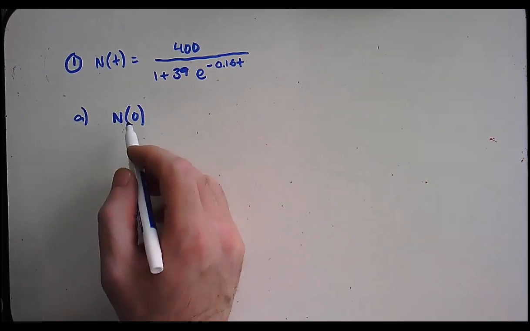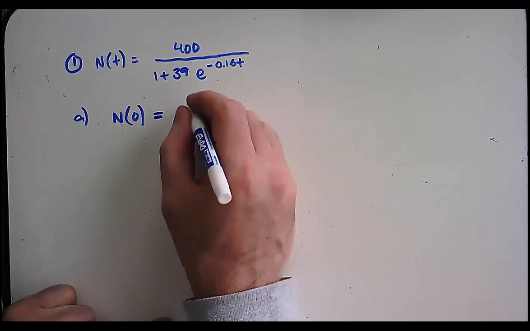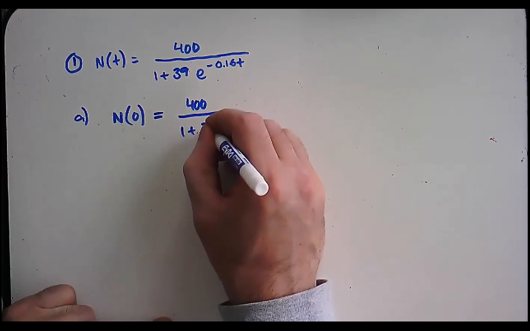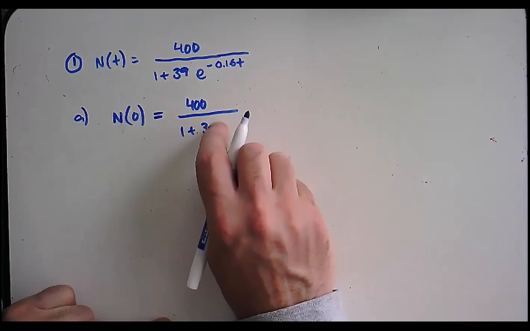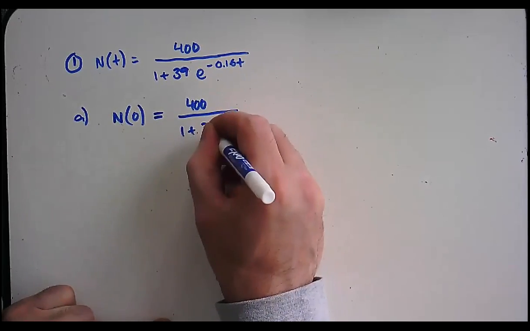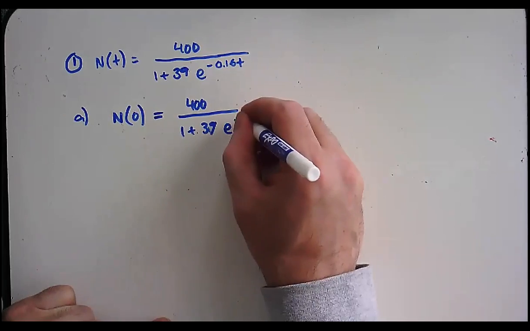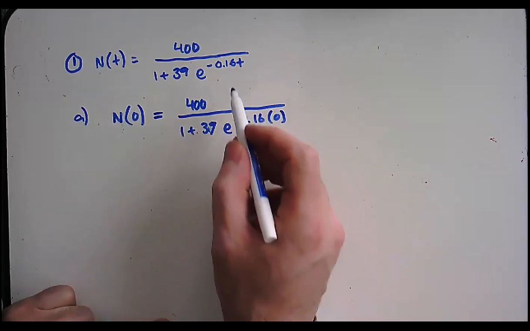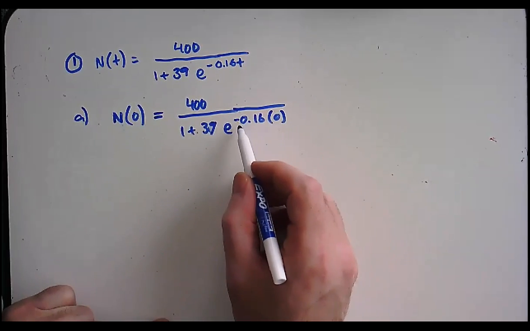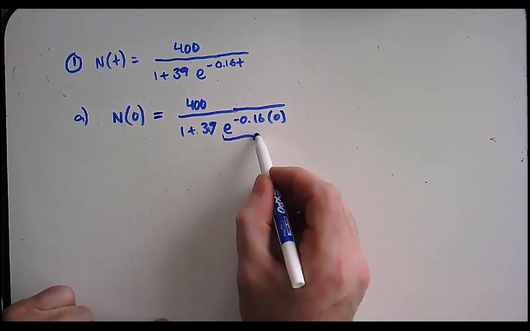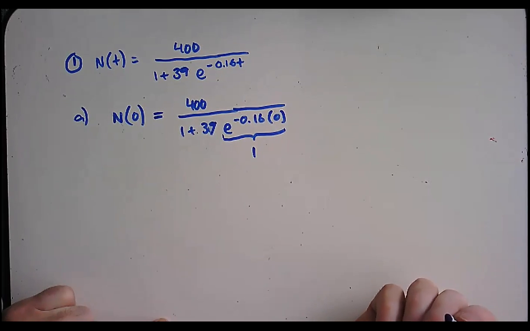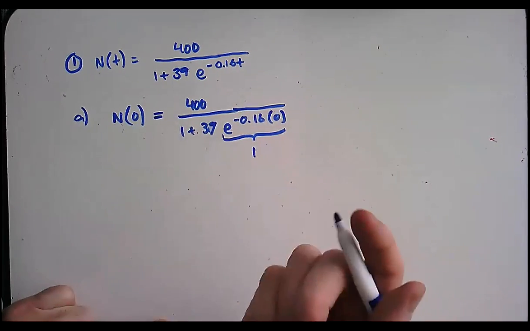All we have to do is plug in t equals 0. So if we do that, we get 400 over 1 plus 39 times e to the negative 0.16 times 0. Okay, well, what happens when we let t equal 0? Negative 0.16 times 0 is also 0, and e to the 0th power is just 1, right? So any non-zero number to the 0th power is 1.